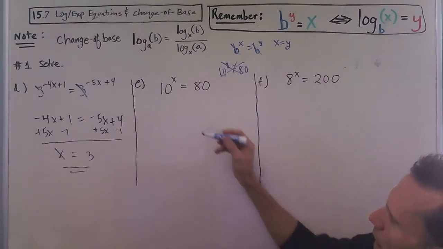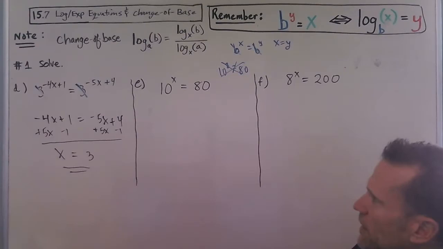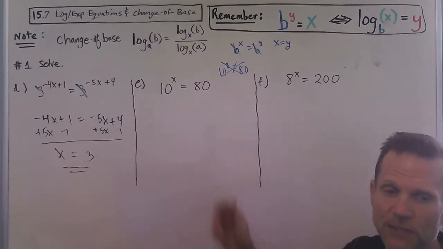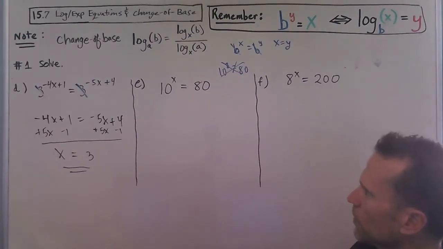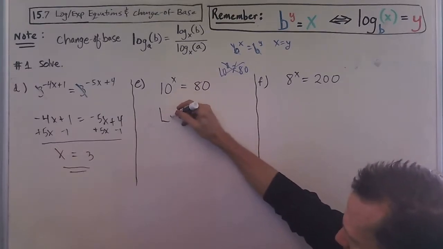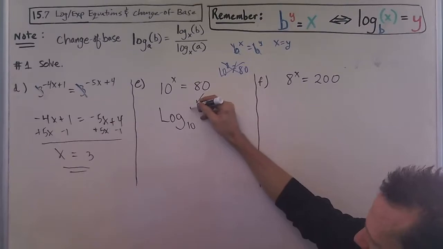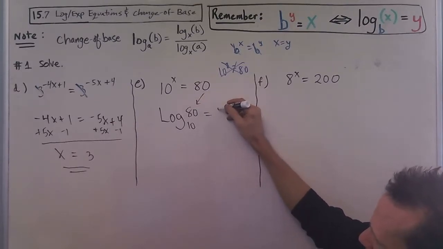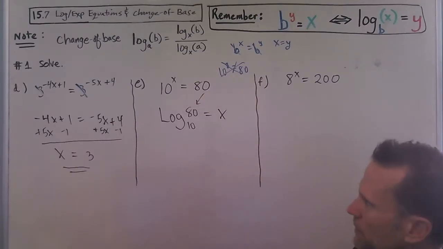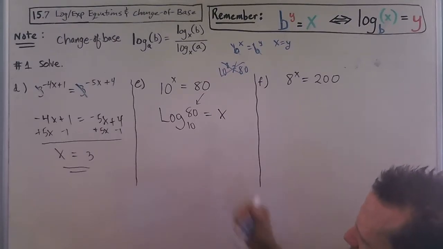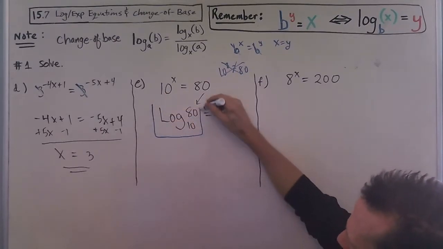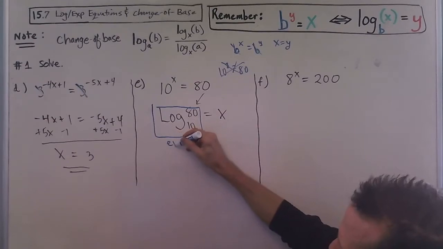All right. What you might want to try is say, hey, this is an exponential form, so let's take a look at it in logarithm form. Well, I know I can easily go to logarithm form and write log base 10 of 80 equals x. And then what you spot here is that, hey, this thing right here, that's the exact answer, okay?